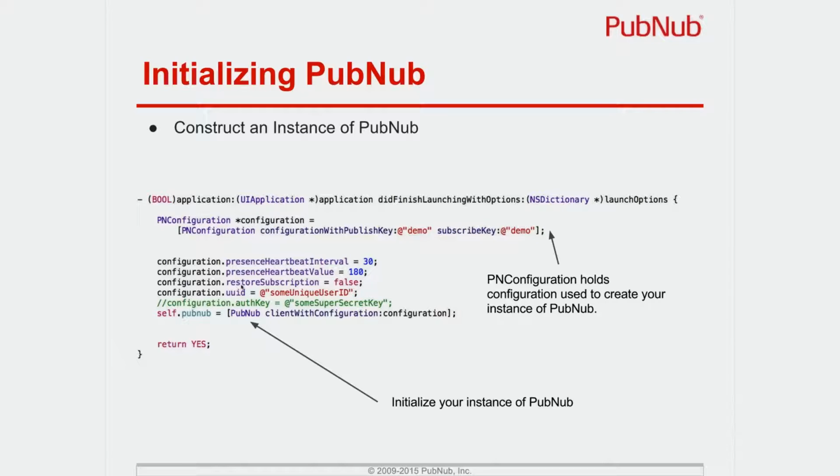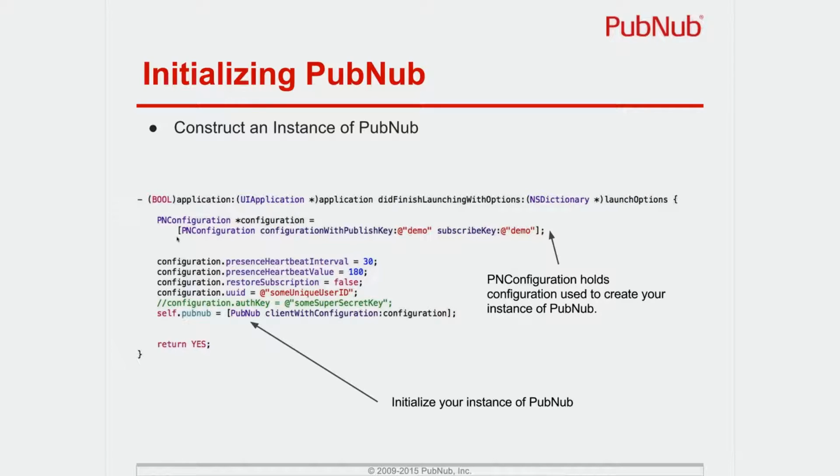And then there are some other options here, such as restore subscription, which allows you to weather temporary outages, network outages, and then specifying a UUID, which is how we identify an instance of PubNub on the PubNub side. So you're definitely going to want to use a UUID when it comes to using presence. Everybody's identified by their UUID. Usually, this is going to be your user profile ID.